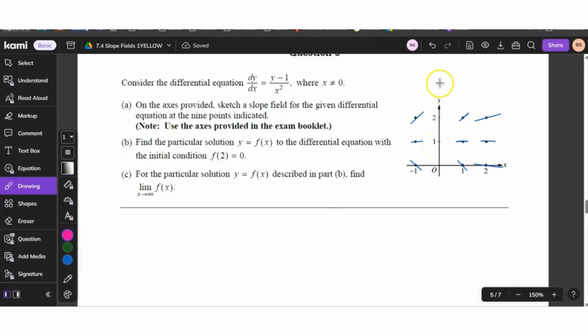And we also know, we might as well draw this in, if x can't be 0, there's an asymptote there. So we might as well draw that in, just to help us remember, okay?